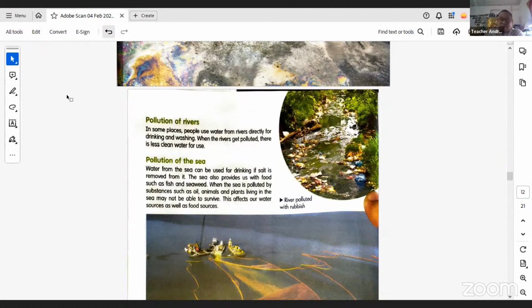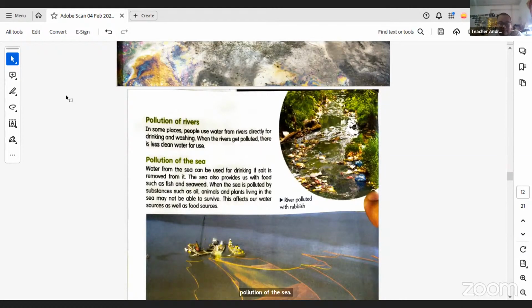All right, sorry. So I'm sure you don't want to drink dirty water from this dirty river. Imagine if all the rivers are dirty, where do you get your clean water from? That's something to think about. Next up, pollution of the sea.